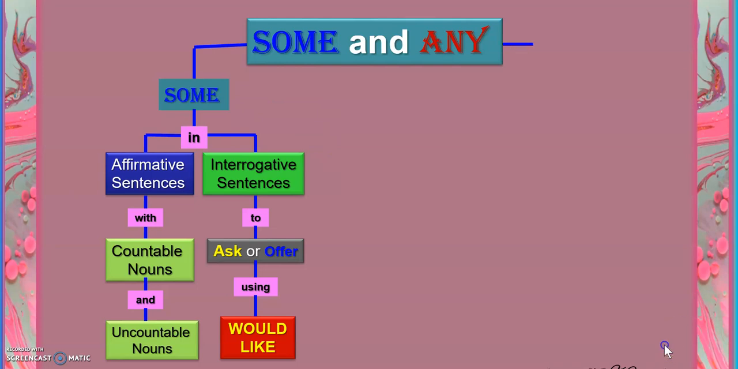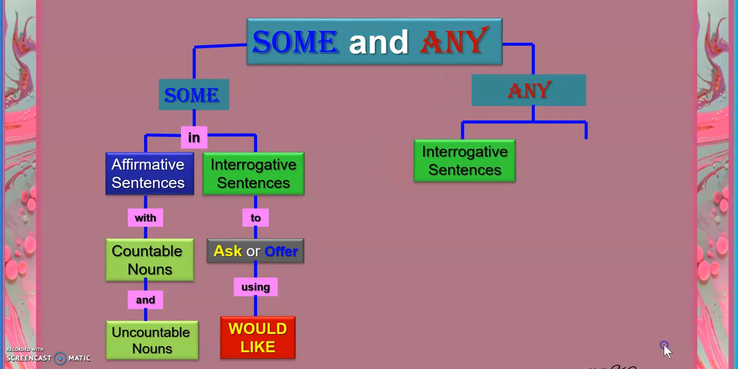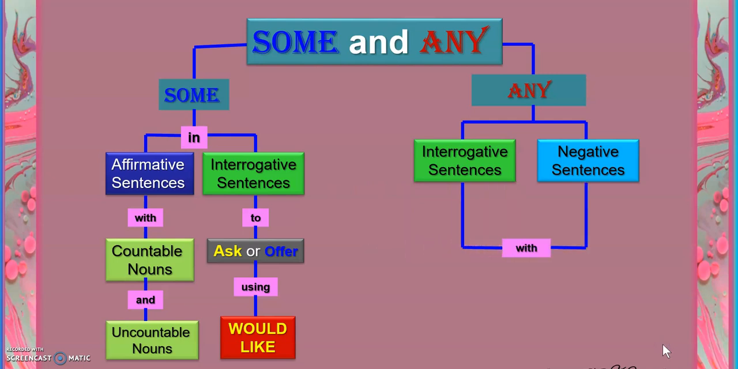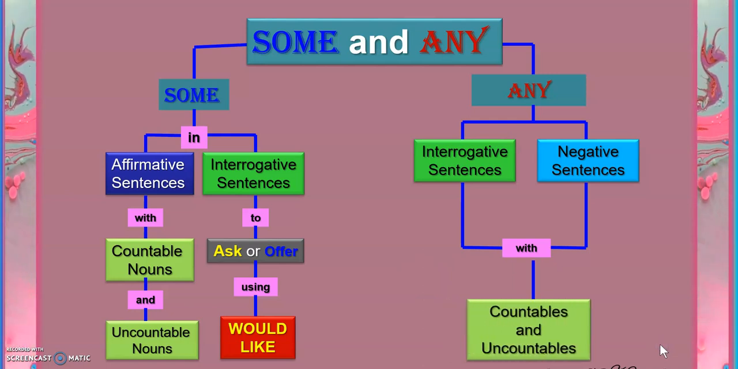Now we are going to see the use of any. When do we use any? We use any with interrogative and negative sentences. And we use it with countable and uncountable nouns.